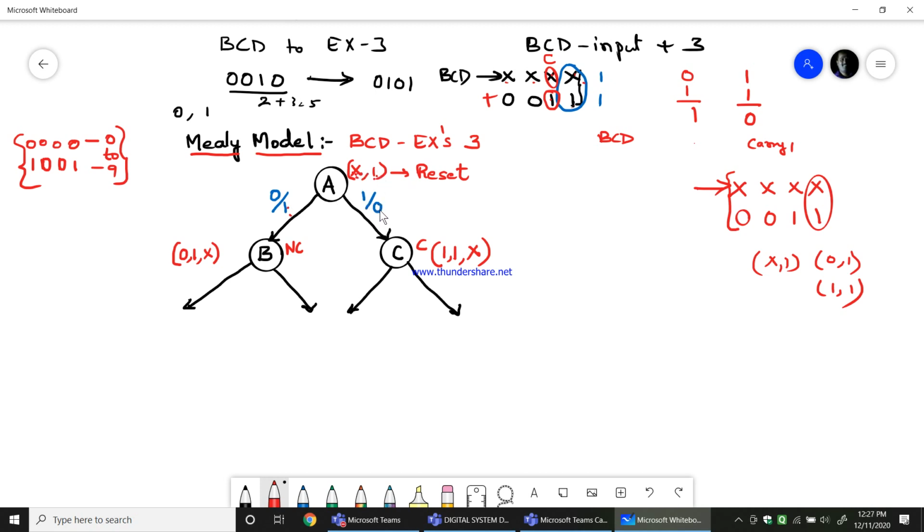the output would be 0. So therefore you go to state B when input is 0, and you write no carry, because addition of 0 to 1 did not generate any carry. So I will write that as no carry. When input is 1, the addition that you are doing with 1 will generate output 0, but it will generate a carry. Therefore, I will put C for generating a carry. So B would be the state with no carry, and C would be the state with carry.